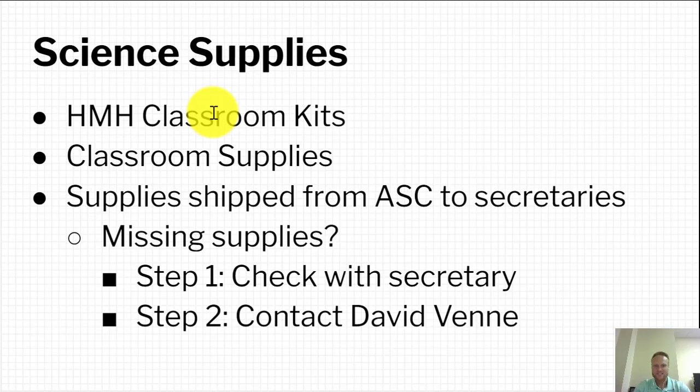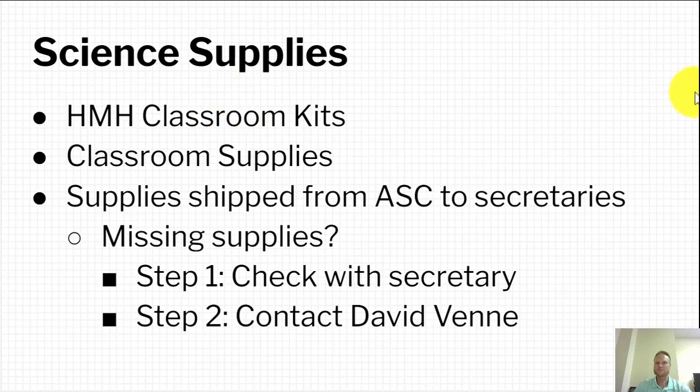but you should have been receiving kind of random objects in the mail to help support science instruction, such as string or yarn, paper cups, rubber bands, things like that you might actually need for an experiment that we wouldn't expect you to have in your classroom, and they weren't included with the HMH kit.